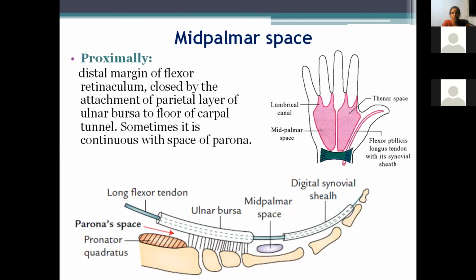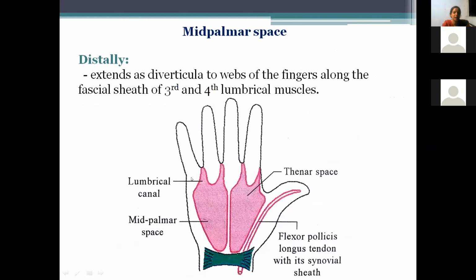Now, see, this is our mid palmar space and this is the proximal boundary. This we studied yesterday. What do we have proximally? Flexor retinaculum. Only one word you remember, flexor retinaculum. And distally, this is the distal extension of the mid palmar space. Distally, it goes as finger-like projections which are called diverticulae.